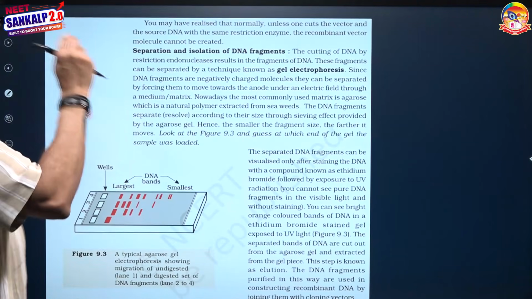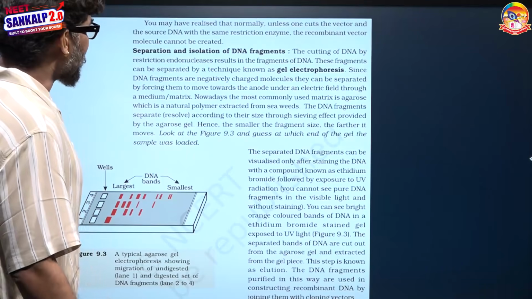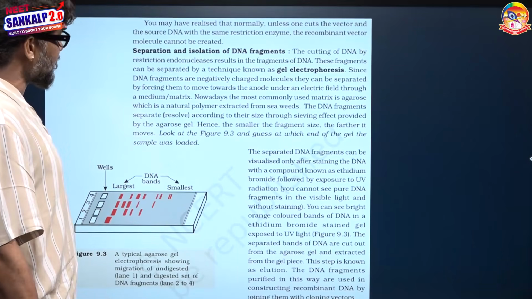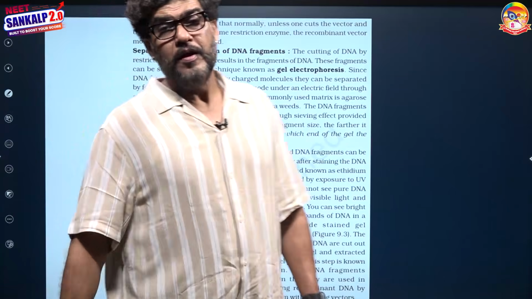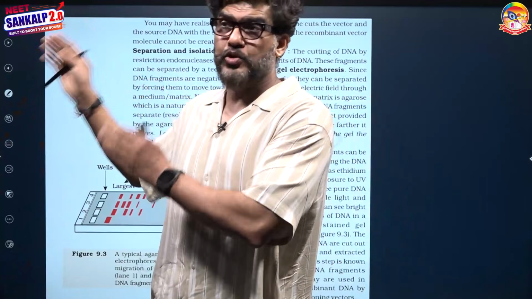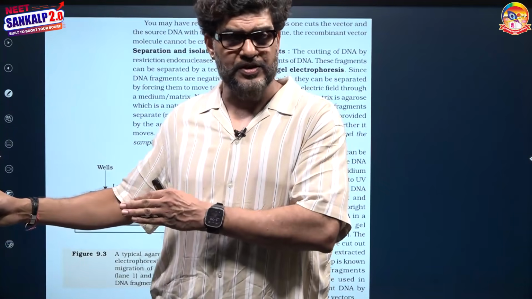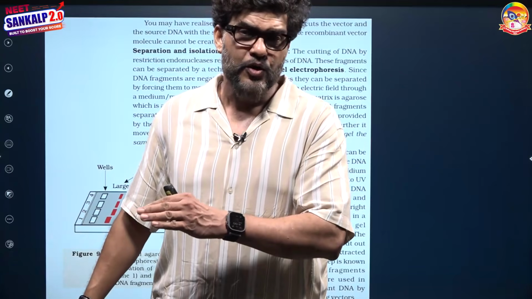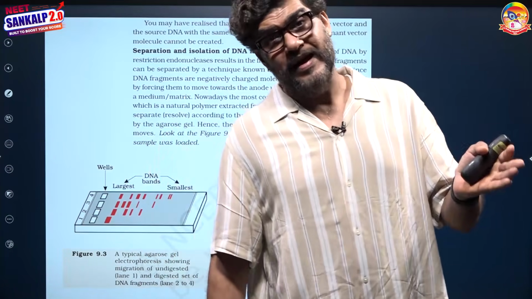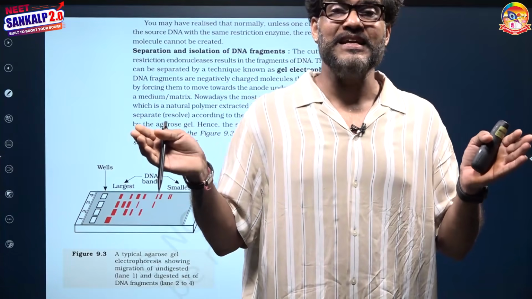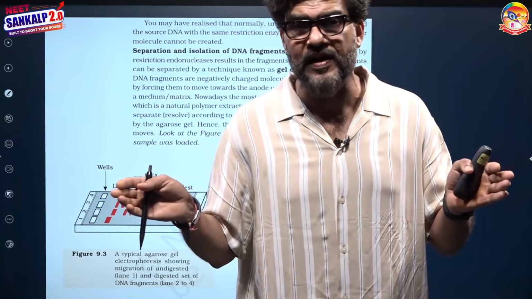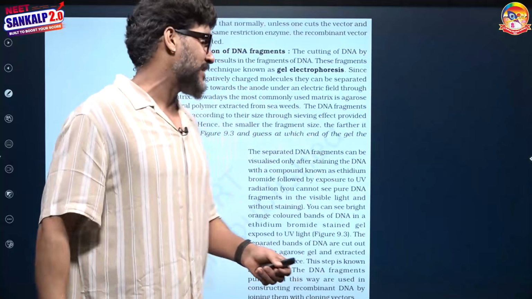You may have realized that, unless one cuts the vector and the source DNA with the same restriction endonuclease, the recombinant vector molecule cannot be created. It means one of the conditions is that if you are cutting the source DNA with restriction endonuclease X, the vector should also be cut by X, so that similar overhanging single stranded stretches, meaning sticky ends, can be generated, so that the joining can be facilitated.